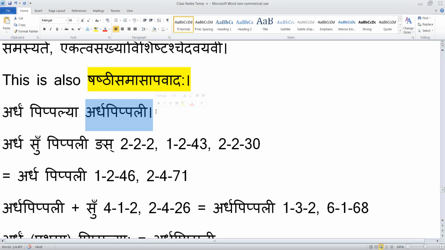So can we use this Ardha Pippali in a sentence where Pippali is not in the sixth case? How will you do that? You mean you can form a Karmadharaya? We can form a Karmadharaya with it, maybe? That could be possible. It is always like Pippalyaha Ardham, right? Pippalyaha Ardham, yes. It will be Pippalyaha Ardhena or Pippalyaha Ardhaya. That will be fixed. Pippalyaha will be fixed.